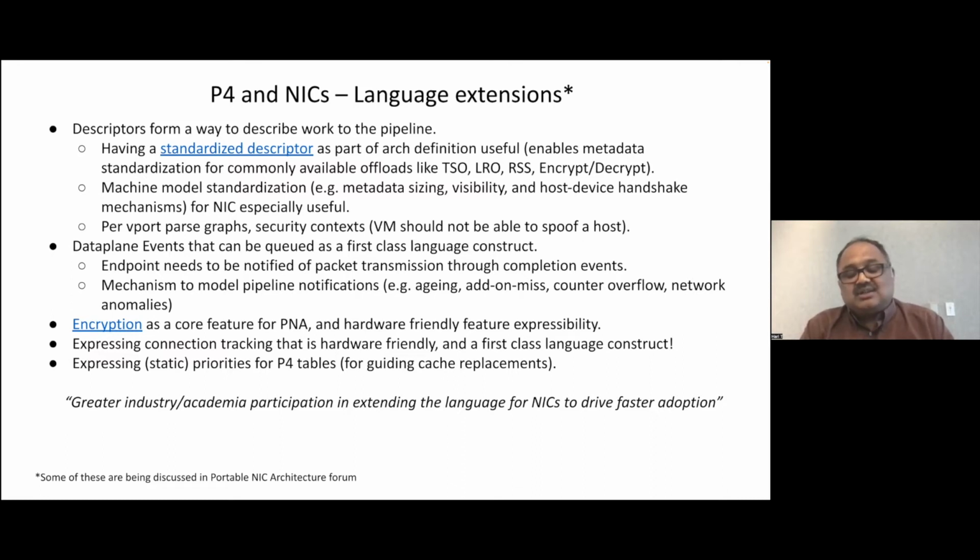Then for certain use cases, we would like an ability to say which entries across tables take higher priority, because a lot of architectures tend to use caches, and we want to guide cache replacement policy based upon entries that belong to a particular table.